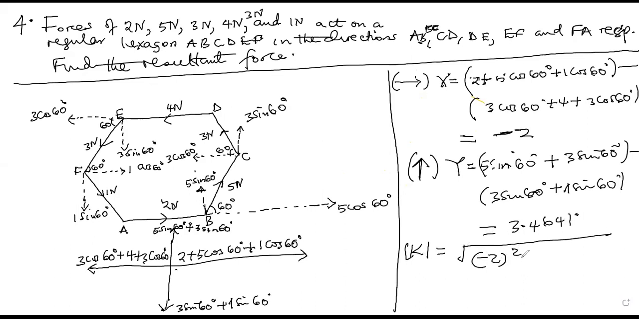After having gotten this, you can get the magnitude of the resultant, which is equal to the square root of negative 2 squared plus 3.4641 squared. The moment you forget the negative, you are wrong. So this is going to give you 3.9999, which is equally 4 Newton. For that case, you can round it to 4 because it's 3.999.